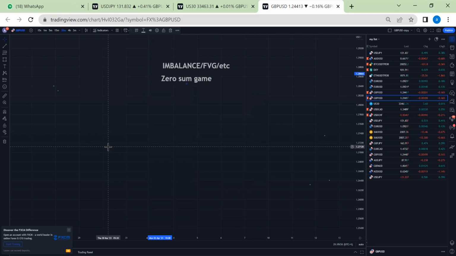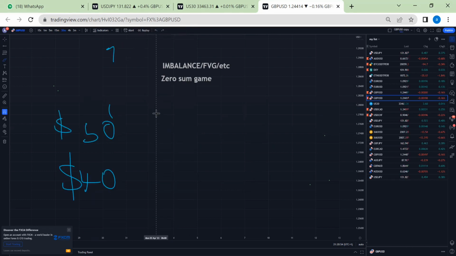Now, what will happen for it to be balanced? We must expect buyers to come into that zone to make it balanced, or sellers to come to the zone to make it balanced. Let me show you clearly. Let me just show you what it looks like on the charts.